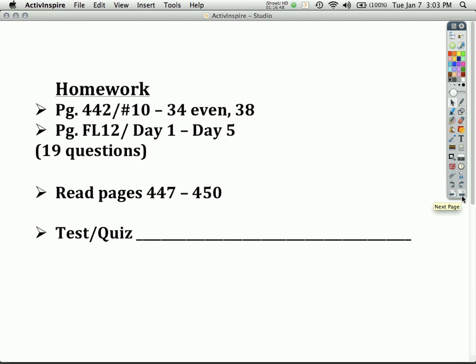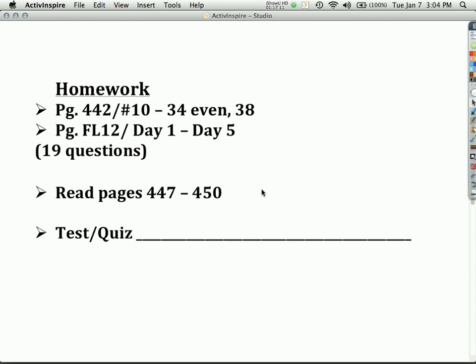Starting today, moving forward, we are going to be using a special section at the beginning of the textbook called the countdown section. So the page numbers start with FL. So you have to find page FL12. Don't go to regular 12, that's not the right page. FL12, and you're going to do day number 1, day 2, day 3, day 4, and day 5. Each day has one question, so that's 5 questions. These are all EOC review questions. And we're going to be doing these for the rest of the quarter and beyond.